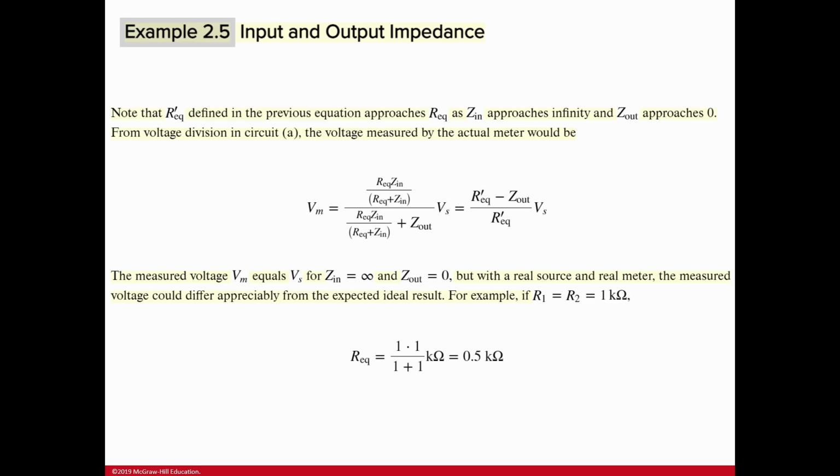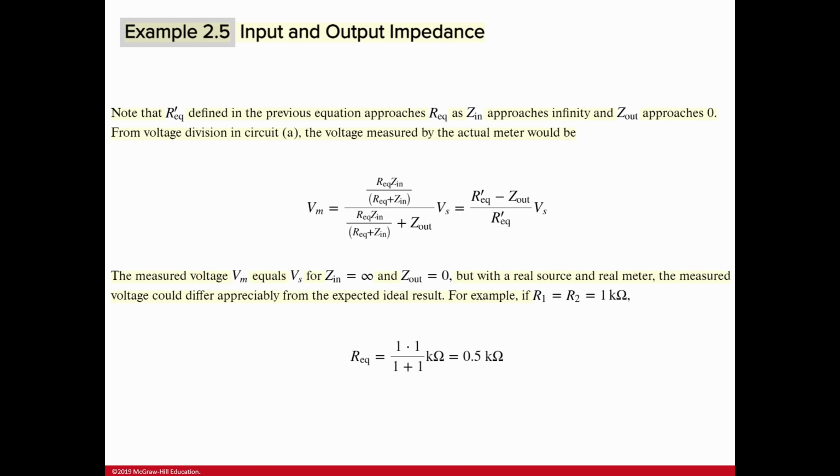Req Zin, I'm talking about this term, Req plus Zin. So you divide both sides by Zin. So it becomes 1 and it becomes Zin. And because Zin, the input impedance of the voltmeter, is infinite, you just cross this out, it becomes 0. So overall it becomes Req.